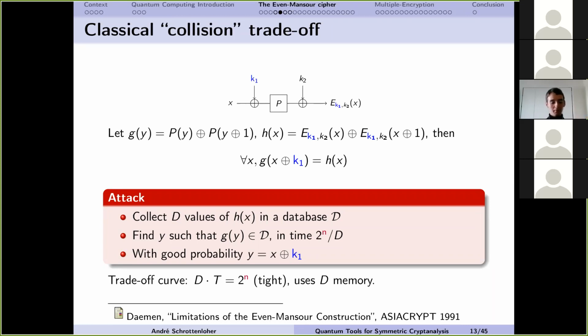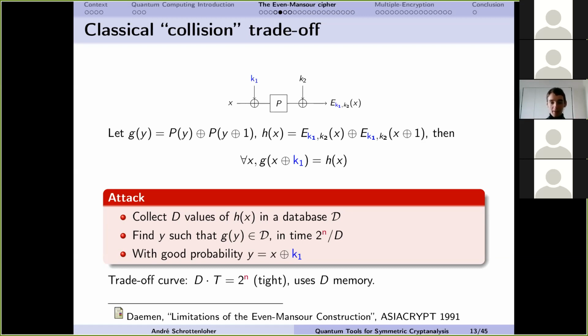then we can assume, and it will occur with high probability, that this collision occurred for a pair of values that was x and x plus k1. And so if we have a limited number of queries, we're going to use all of these queries to build a database that will contain many values of this function h. And then we're going to query the function j, because we can query it as we want. And we're going to look for a collision on this database, a value that already occurs there. And we're going to check afterwards that this yields indeed the right key.